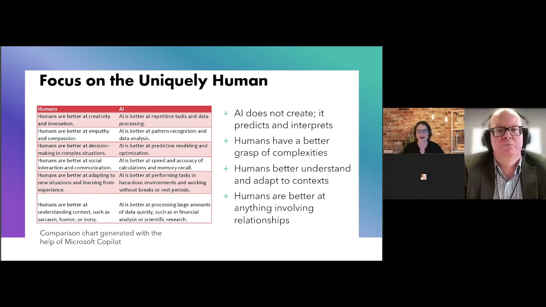So helping them see that AI really synthesizes information, right? It's predicting and interpreting, but it's not creating fresh, right?